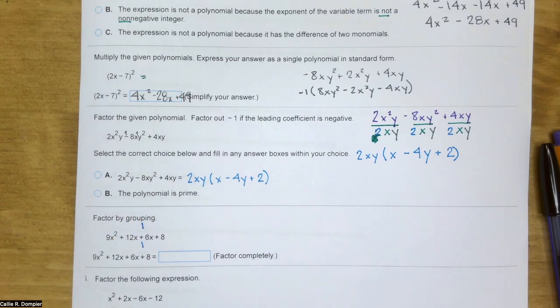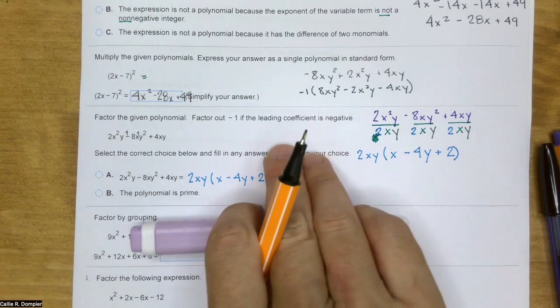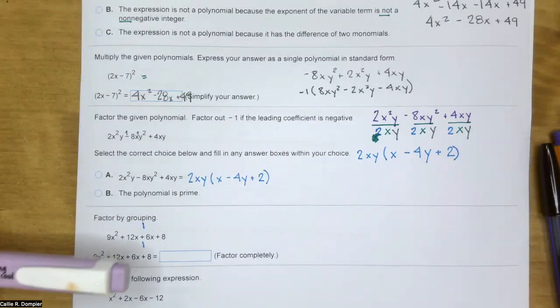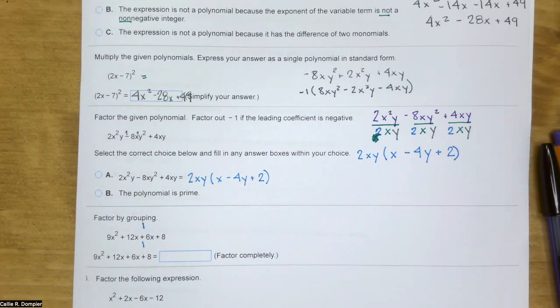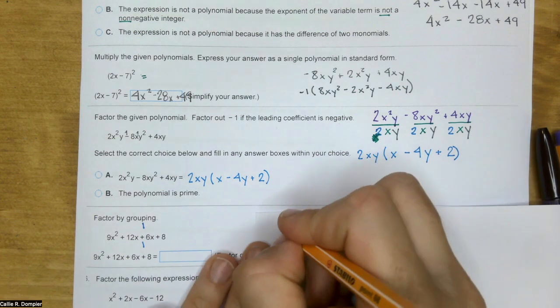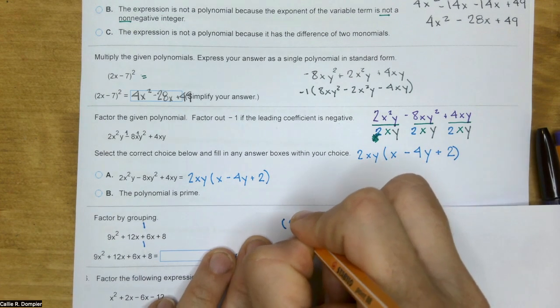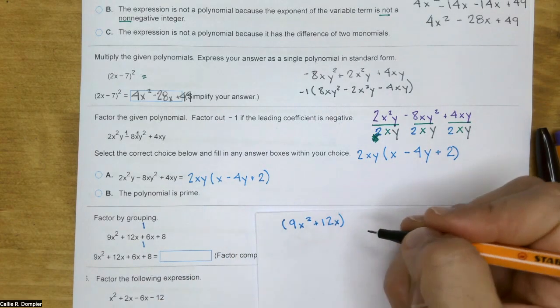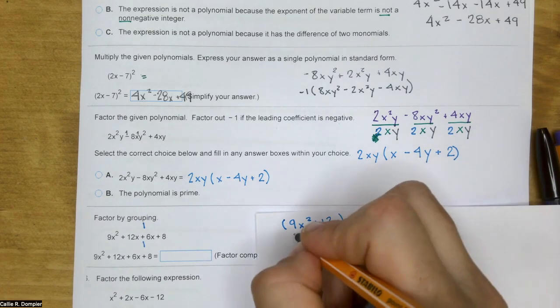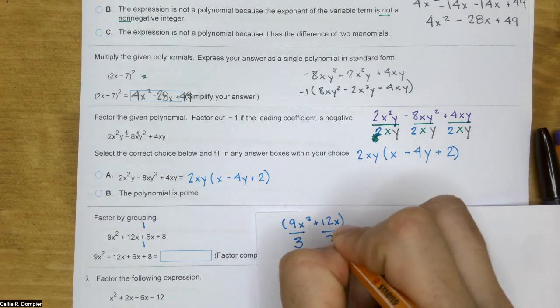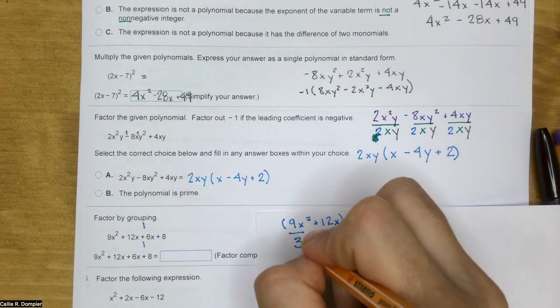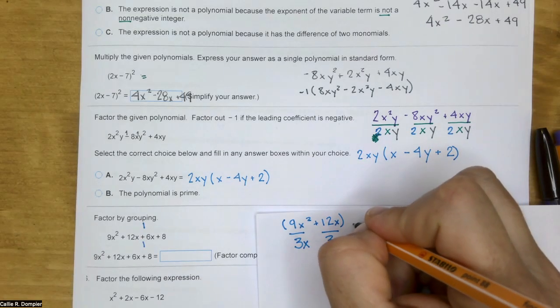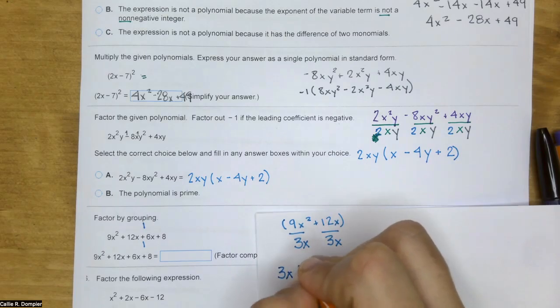So that becomes 9x squared plus 12x, and then 6x plus 8. Good? I'm going to do it over here. So we've got 9x squared plus 12x as the first term, and we're going to find a common factor between those two. I think they can both be divided by 3, right? And they have a common x, so we can even do 3x. Good? So that becomes 3x.